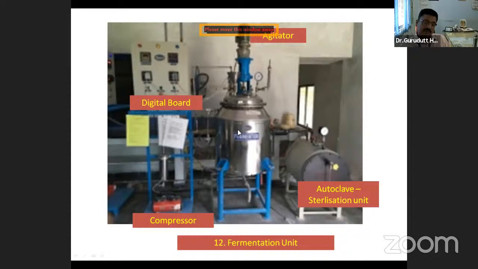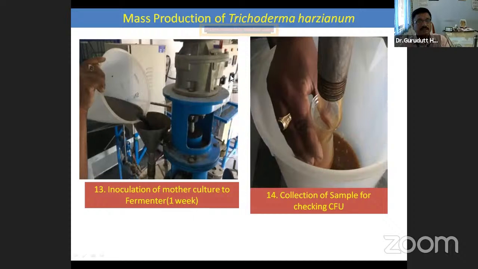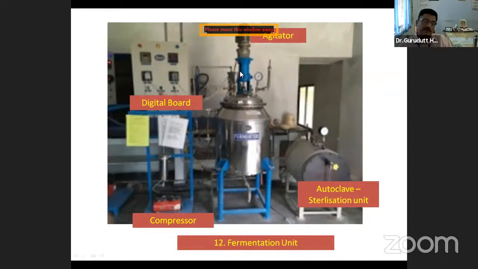Let me show. This is a funnel. This is a close-up view. Through this, we have to add a mother culture, which is prepared in the laboratory 2 to 3 days ago. And once it is added, then you have to close the lid with a cotton plug, swabbing with ethyl alcohol first. And then every day, there is a glass here.